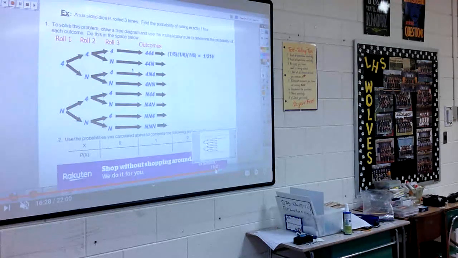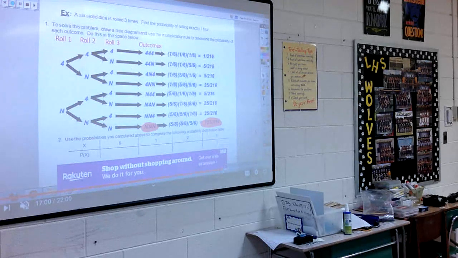Rolling a 4 three times would be 1/6 times 1/6 times 1/6. So getting three 4s in a row is actually a 1 out of 216 chance. Okay? Very, very, very unlikely, but possible. And then we go through all of those.